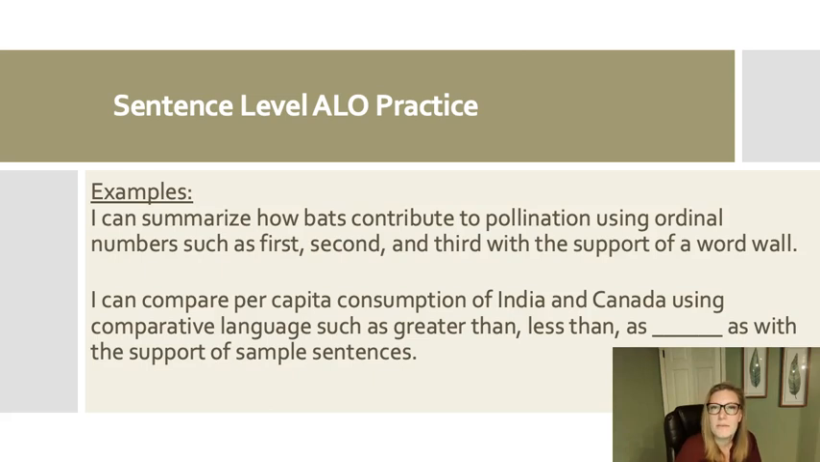If we look at sentence level ALOs, we have the following two examples. The first one is, I can summarize how bats contribute to pollination using ordinal numbers such as first, second, and third with the support of a word wall. I can compare per capita consumption of India and Canada using comparative language such as greater than, less than, as blank as, with the support of sample sentences. These attend to different areas of syntax, but in both cases, the area of syntax was identified. In the first, it's ordinal numbers, and in the second, it's comparative language.